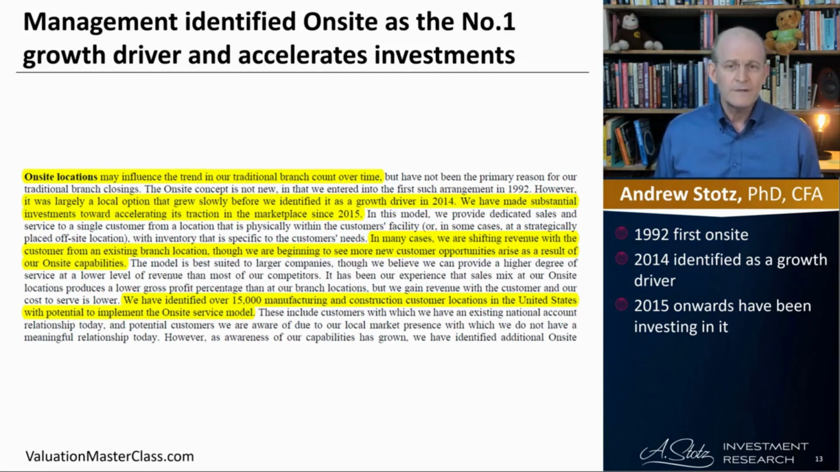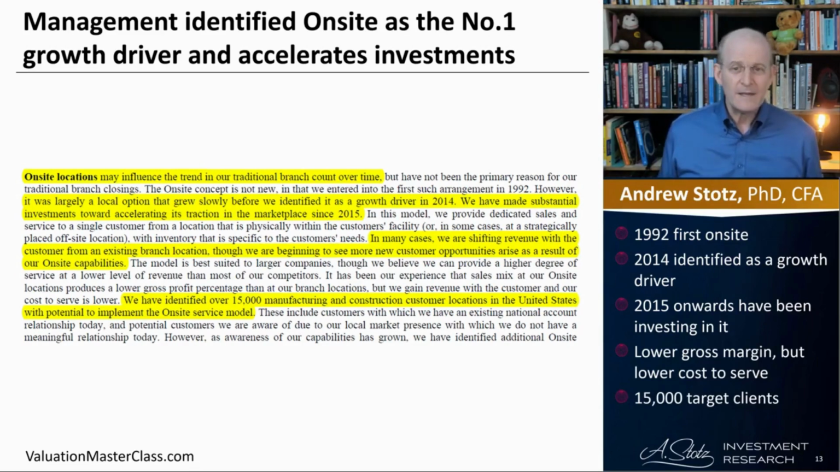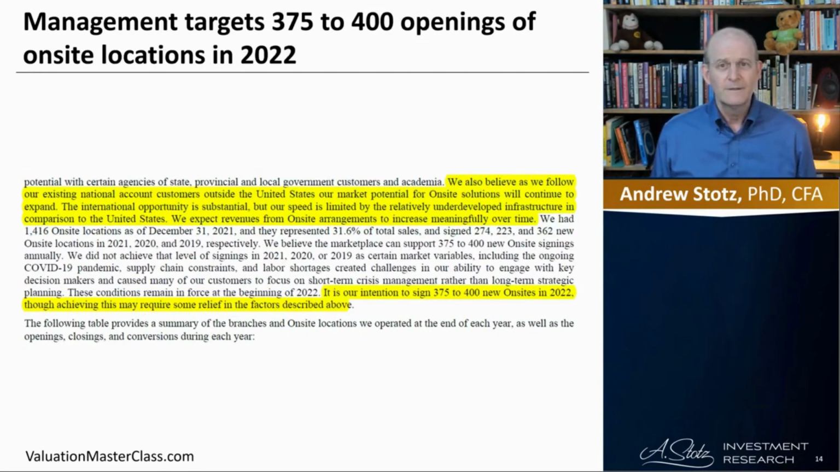And then finally, they say we have identified over 15,000 manufacturing and construction customer locations in the United States with potential to implement the on-site model. Now, they also mention in here that it's a lower gross margin, but it's a lower cost to serve. I would also argue that it's very sticky. If Fastenal can go into a factory and solve the inventory problem and get the inventory off the books of that company, I suspect that company will never kick Fastenal out. And they've identified 15,000 potential target clients. So management targets about 375 to 400 openings of on-site locations in 2022.